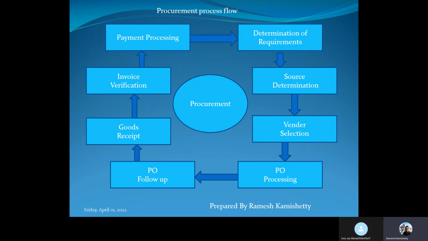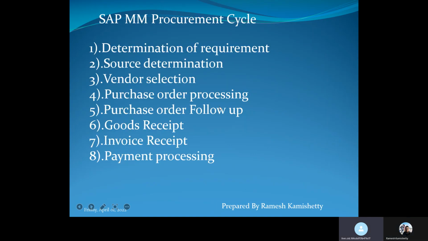Now the procure to pay process means determination of requirements, source determination, vendor selection, purchase order processing, purchase order follow-up, goods receipt, invoice verification. The last step you can tell as payment processing also in P2P, but some businesses have it taken care of by the finance team. You have to tell it like that. So this is a procurement cycle, 8 steps. For determination of requirements, you can go deep into Google and read more about it.